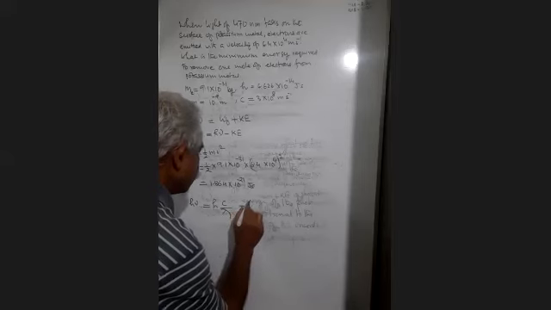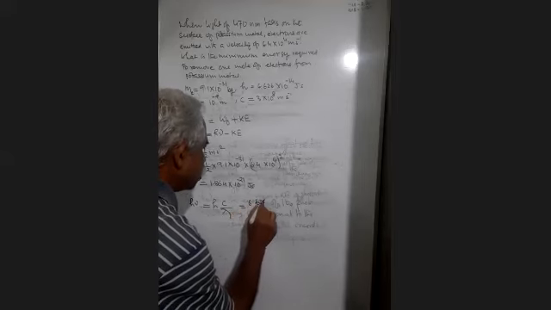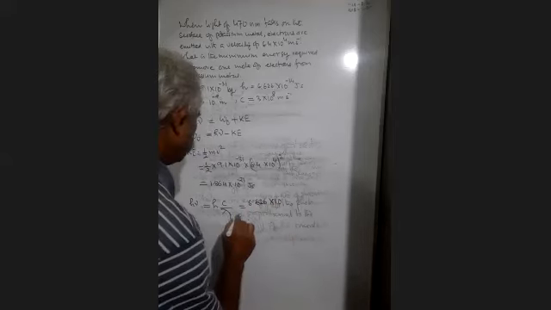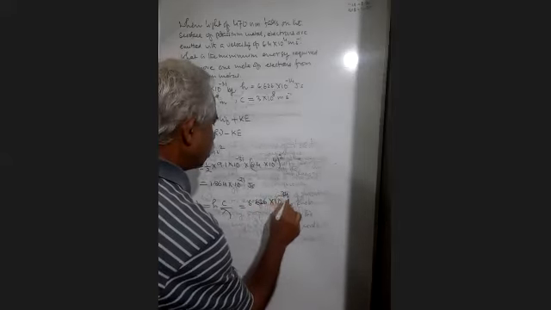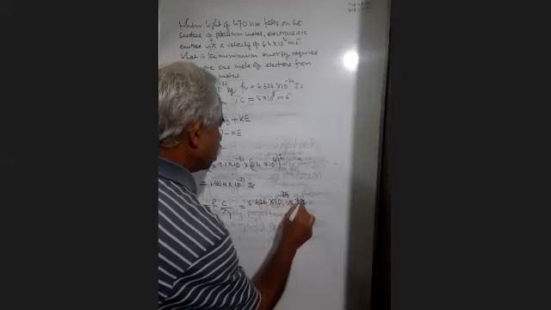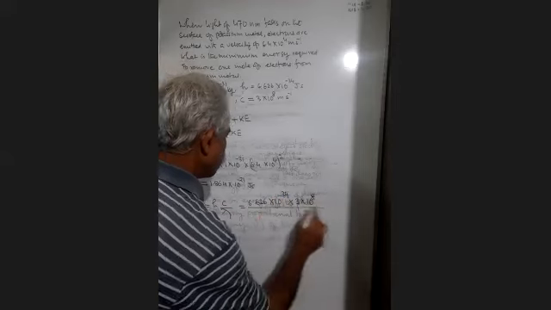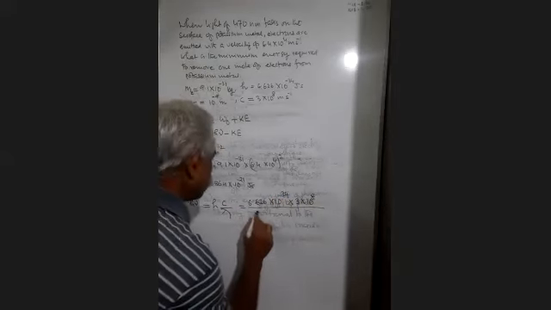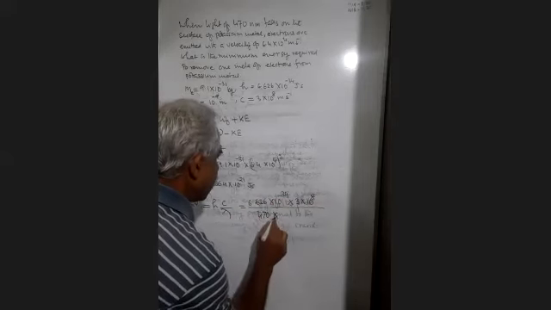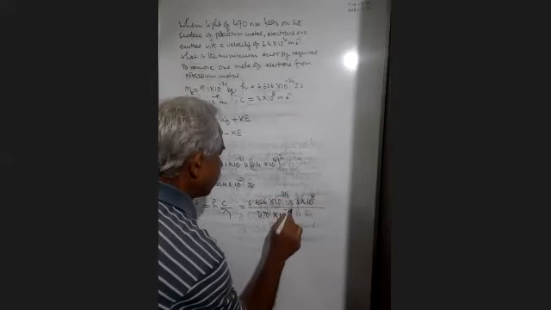So I'll write now here 6.626 into 10 to the power minus 34 into 3 into 10 to the power 8, divided by 470 into 10 to the power minus 9. Find the value.